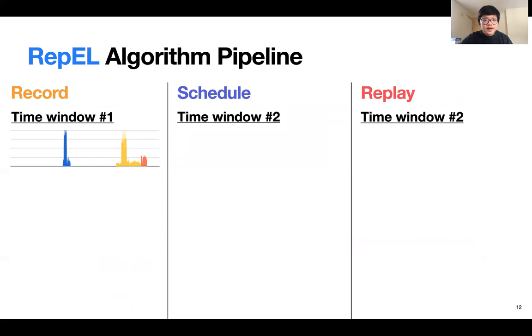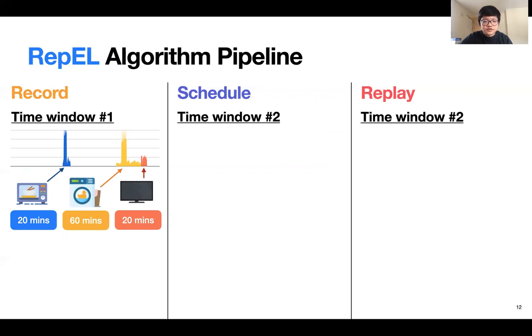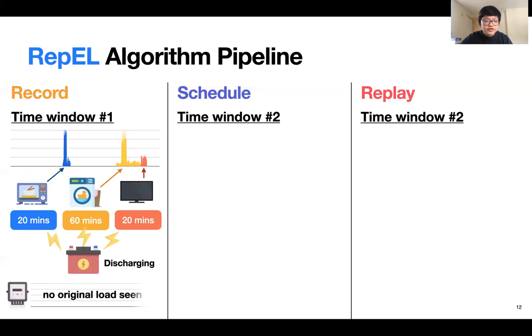Let me show you an example of how our RepEL algorithm works. Suppose that during the first time window, there are 3 foreground loads, which are microwave, washer, and television. Our record module will record them and use the battery to suppress the loads. So now the smart meter will not see any original foreground loads.